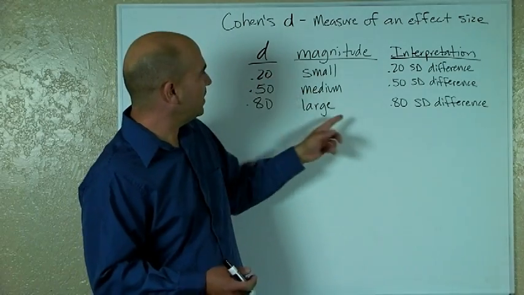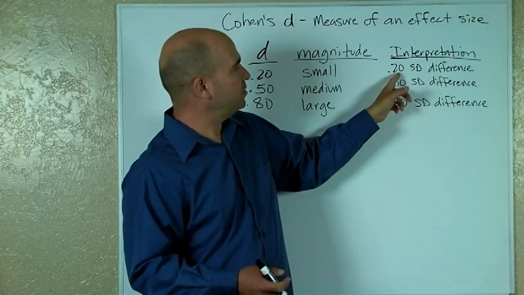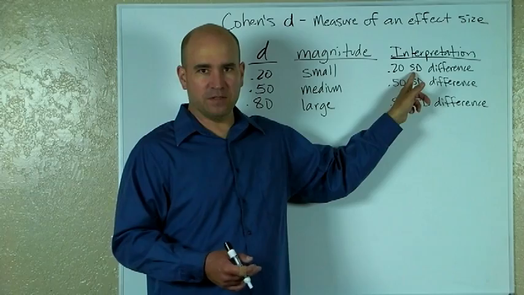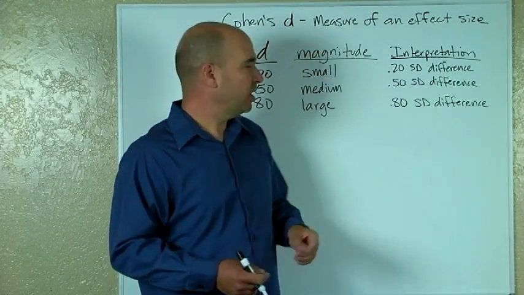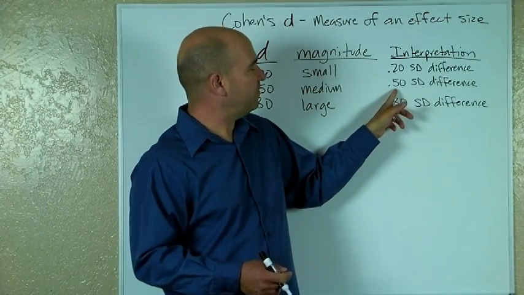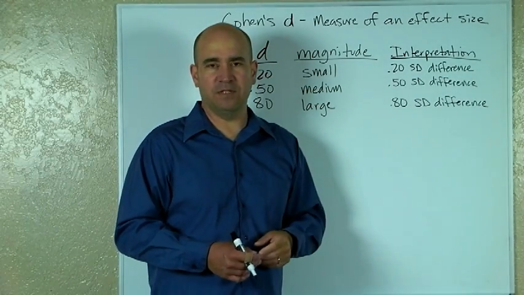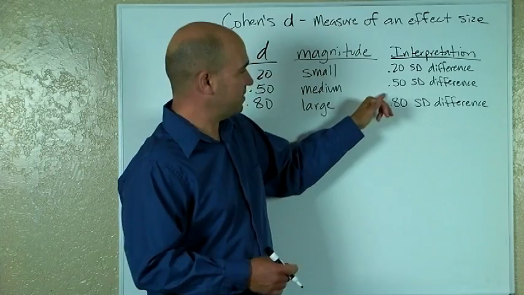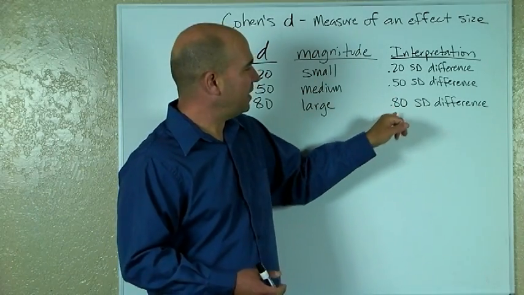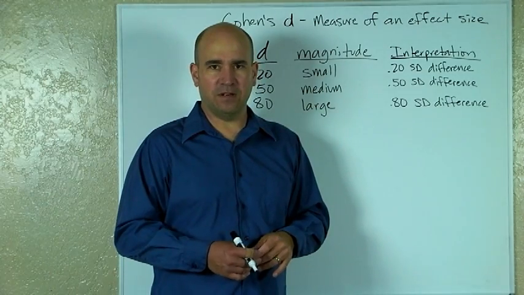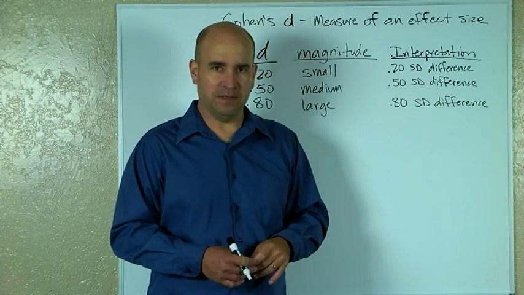So if we had a d of 0.2, that would mean there was 0.20 standard deviations, that's what SD stands for here, of a difference between the two means. A d of 0.5 is 0.50 standard deviations of a difference between the two means, or in this case, 1/2 of the standard deviation difference. And then 0.8 is 0.8 of a standard deviation of a difference between the two means.